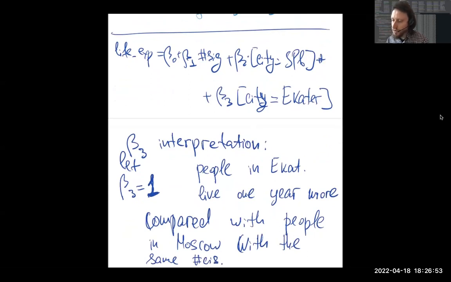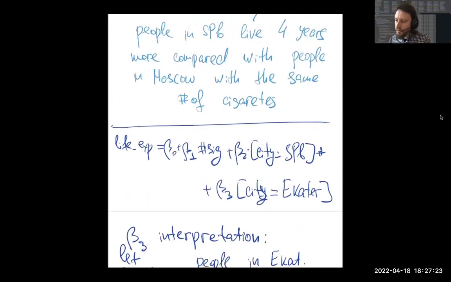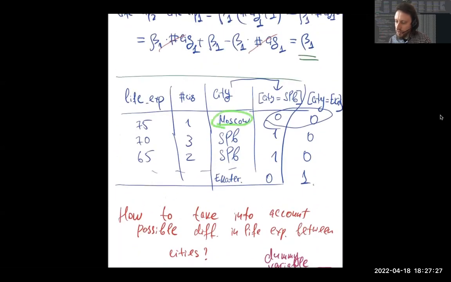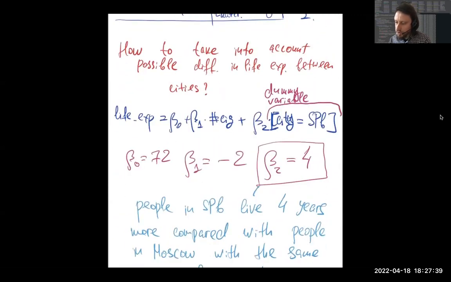We see that if city is equal to Moscow, then both of these variables will be zero, right? And then our prediction is given by this part of the equation. And if city is Ekaterinburg, then you add beta 3. So beta 3 is exactly the difference between Ekaterinburg and Moscow. So basically, the category value that corresponds to zeros is the so-called base level. And the interpretation of these coefficients is that you compare a particular level, for example, St. Petersburg, with the base level.